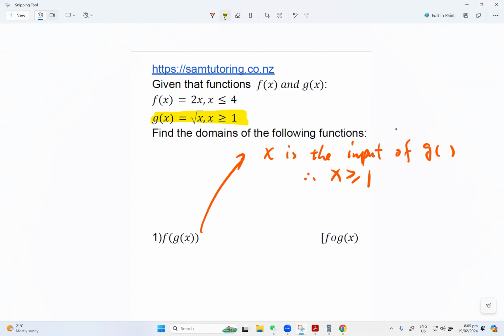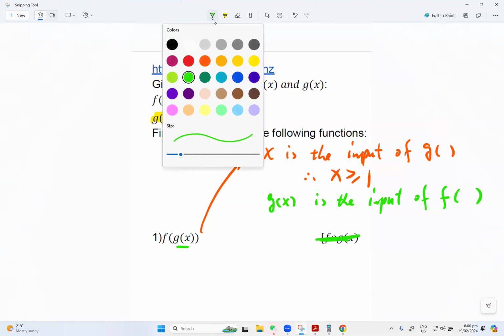Second one. The whole G(x) is the input of F. Check, you sub G into F. Wait, what is the FOG thing there? Ignore it. If you're doing IB, F∘G is just the same as FG. You sub G into F, so G is the input of F.